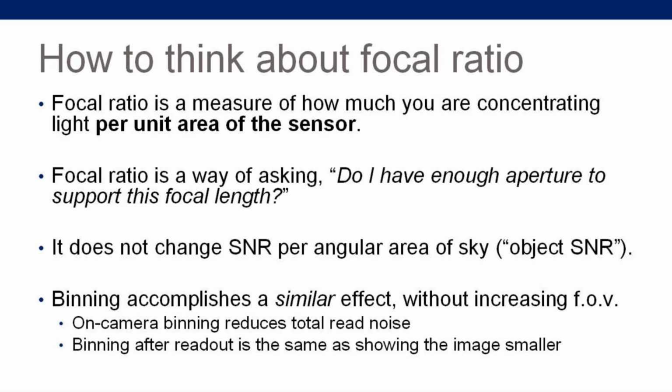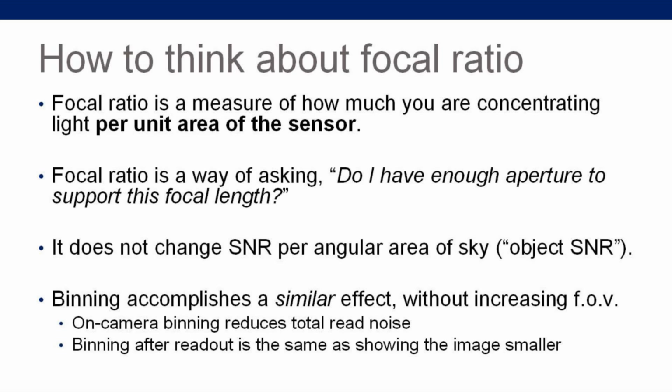Binning after readout is just shifting your image size. That's all it's doing, and if you print it the size of a postage stamp, it's going to probably look a lot better. But you didn't actually change any of the noise characteristics. Your signal-to-noise ratio in that image is still exactly the same. Whereas binning on camera can actually give you some benefit in signal-to-noise.